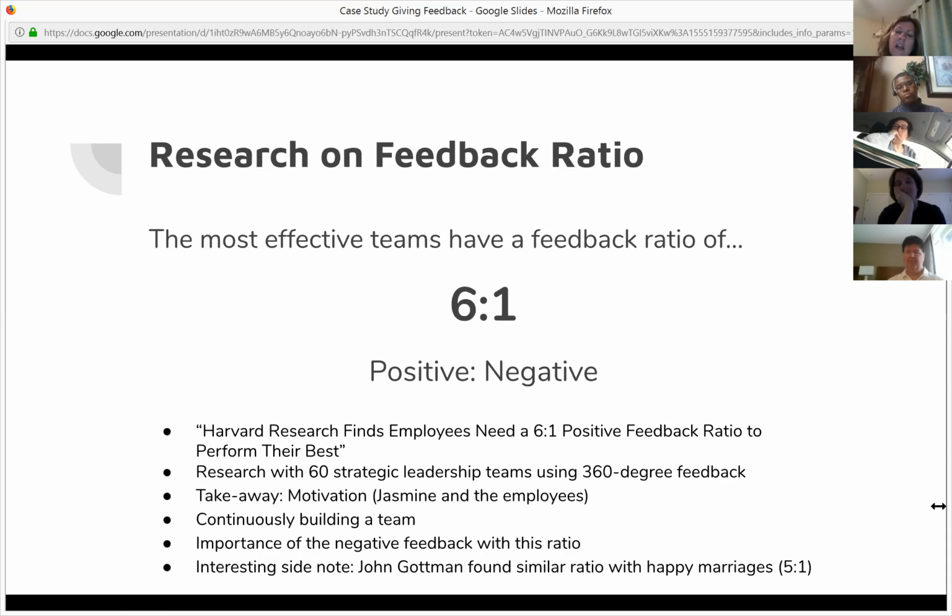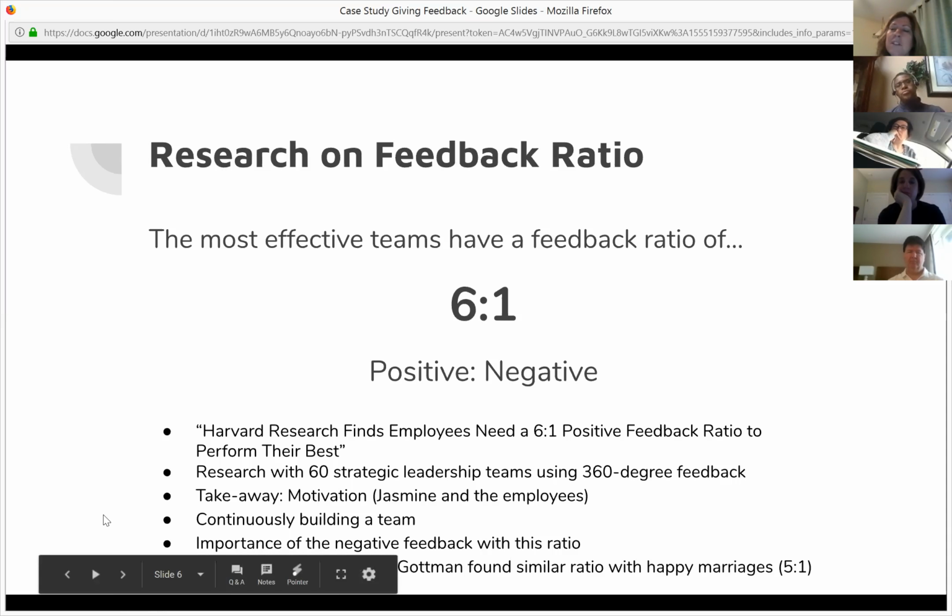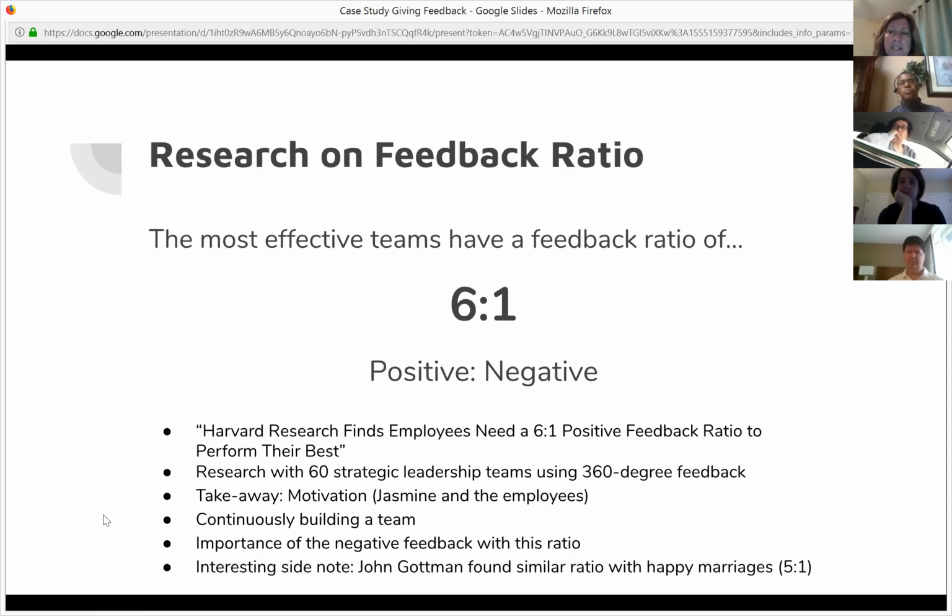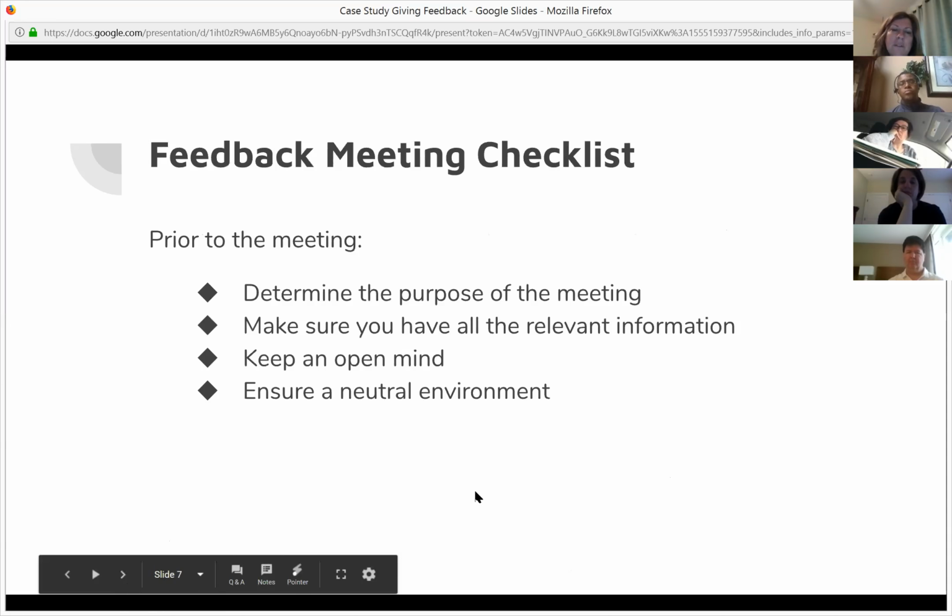He said that the happy, long-lasting marriages, when you're in daily communication with a person, had a ratio of like 5 to 1. So it's a similar ratio: you need to hear more positives than negatives. They mentioned that in that article as well. So when we're looking at what the consultant is going to present to Jasmine, he's going to present all of these negatives. Did he ask what the team members liked and what was going well?